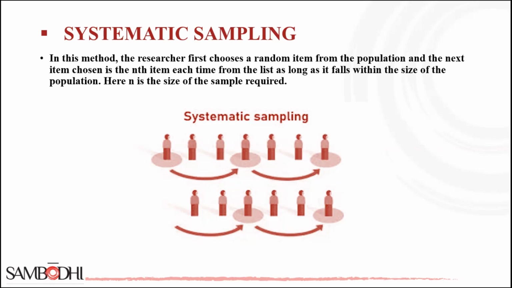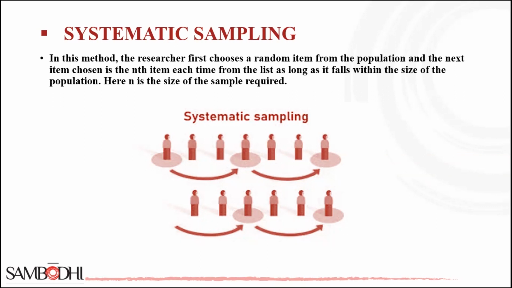Say we have a population of size 100 and wish to obtain a sample of 10. So here n will be 10, so we need to obtain every 10th item. Let us first randomly choose the second item. We will then choose the 12th, then the 22nd items, and so on till we reach the 92nd item, after which we will exceed the population limit.